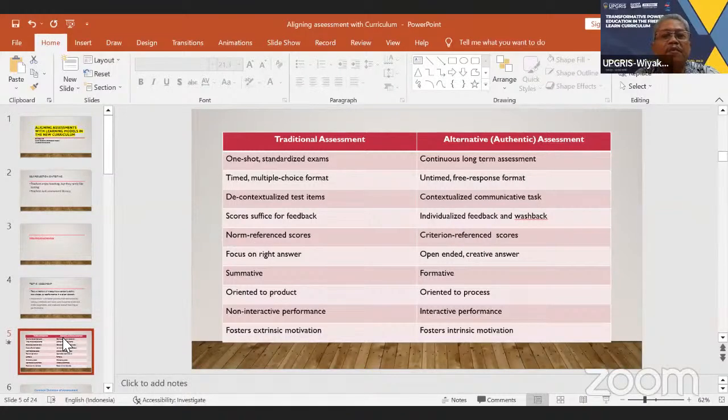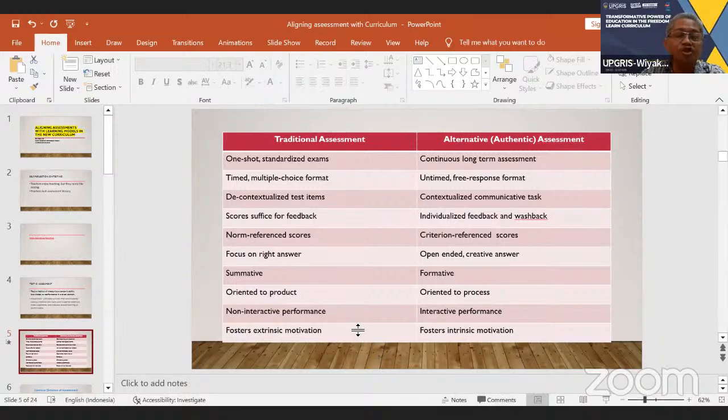Traditional assessment focuses on the right answer, while authentic assessment is open-ended and values creative answers. Traditional is summative, while authentic is formative. Traditional is oriented to product, while authentic is oriented to process. Traditional fosters extrinsic motivation, while authentic fosters intrinsic motivation. So who motivates the students to work hard, to study hard in testing? It can be the people surrounding him or her, but it can be he himself or herself.